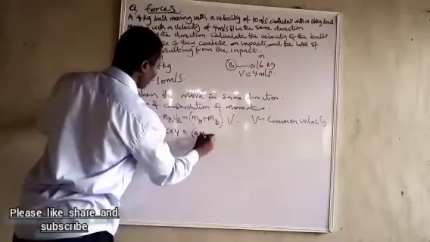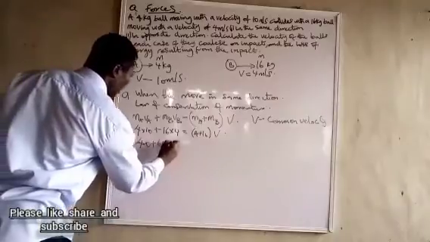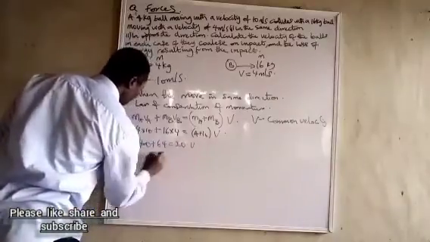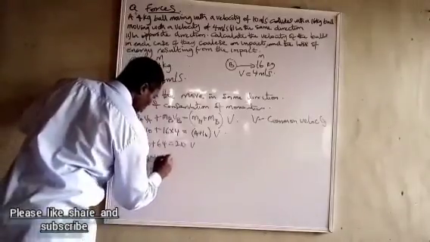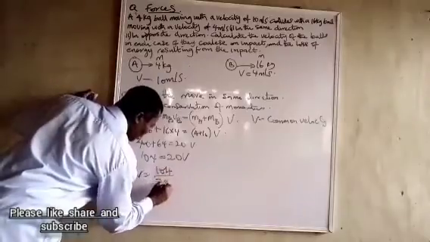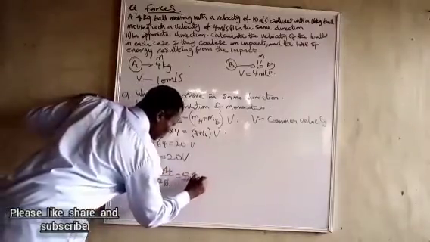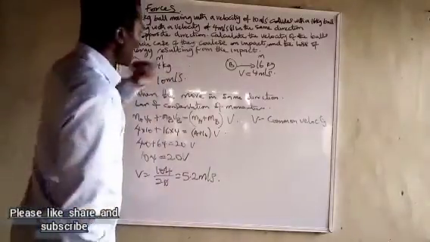And what will be the sum? 4 plus 16 V. This one is 40 plus 64, which is equal to 20 V. So this is 104 equal to 20 V. So V is 104 over 20, that is 5.2 meters per second. Now let's calculate their initial energy.